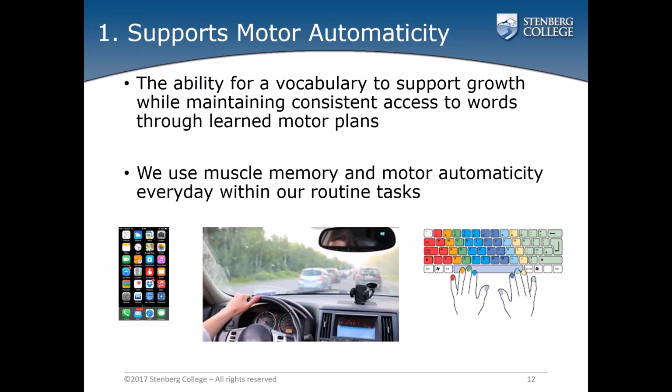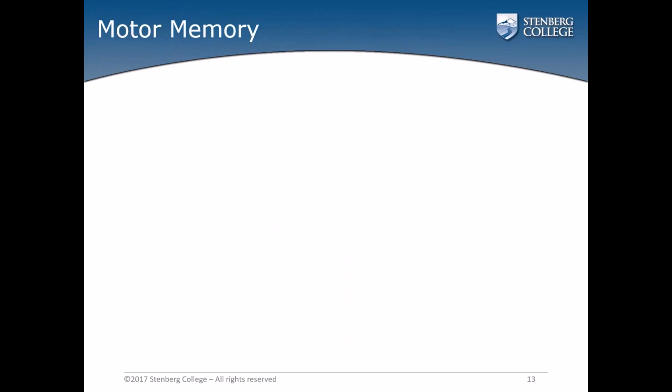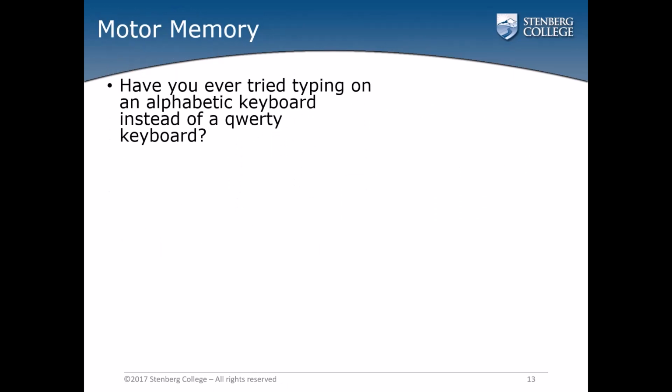And those of us who are old enough and took typing class in high school remember how slow and difficult it was at the beginning. We had to look at every letter on every key to find them. Now we type and our fingers go to each key automatically. We don't have to look or even think about what our hands are doing. Motor memory. Have you ever tried typing on an alphabetic keyboard instead of a QWERTY keyboard?